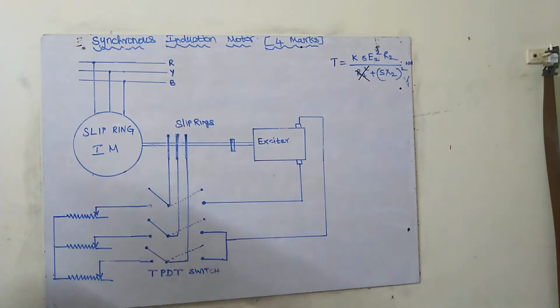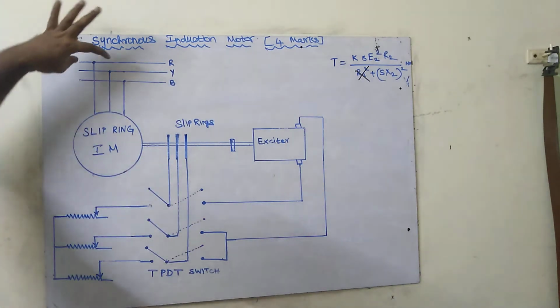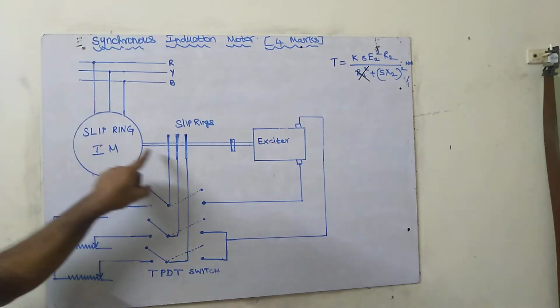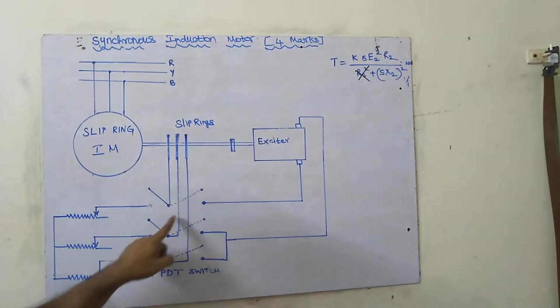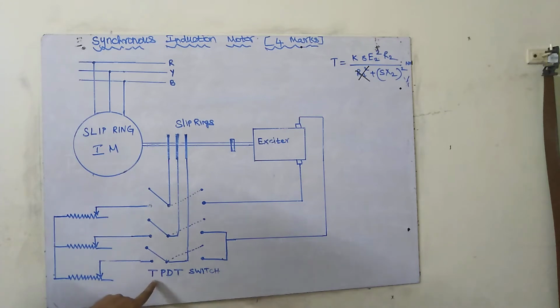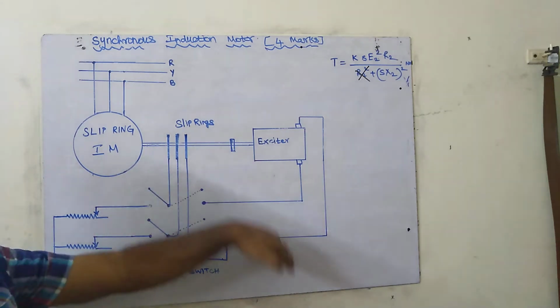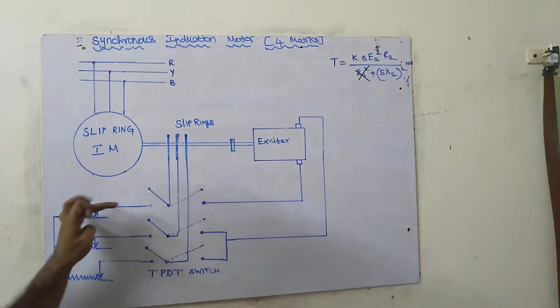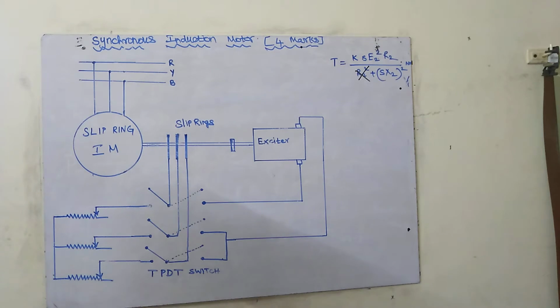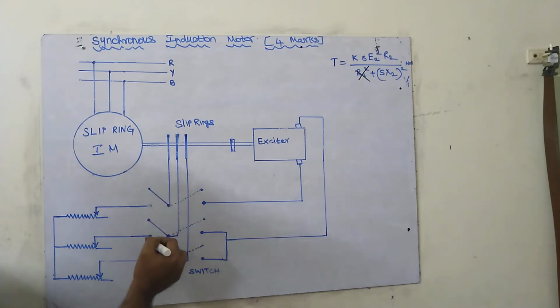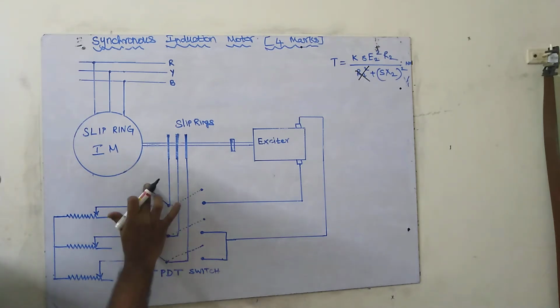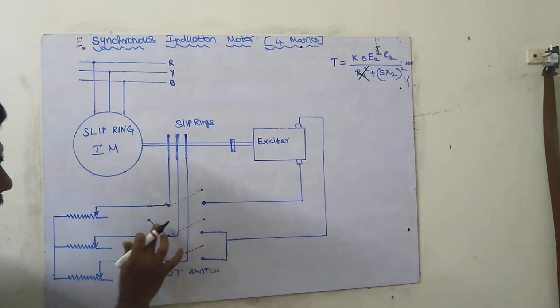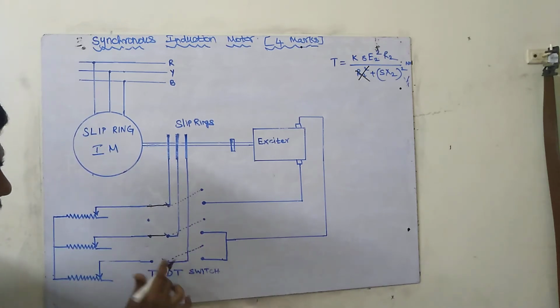synchronous induction motor. So how are we performing this? This is a normal slip ring induction motor given a three phase supply. It has slip rings. These slip rings are directly connected to a TPDT, triple pole double throw. One throw is this side, another throw is that side, the right side. Triple pole double throw, triple pole 1 2 3 4. So when starting, we have to connect on this side, like this.